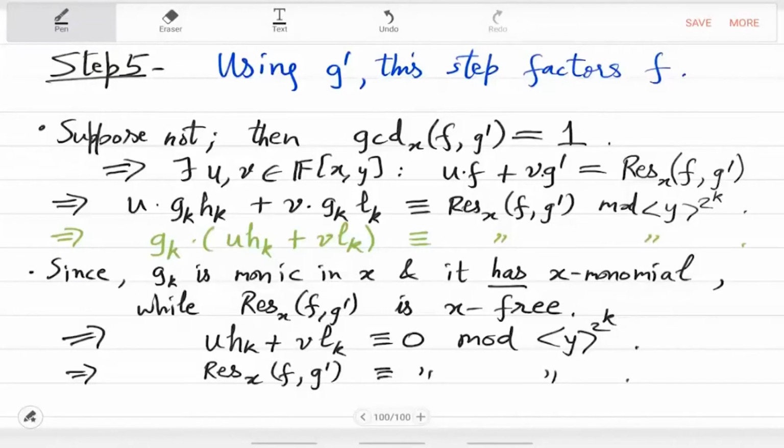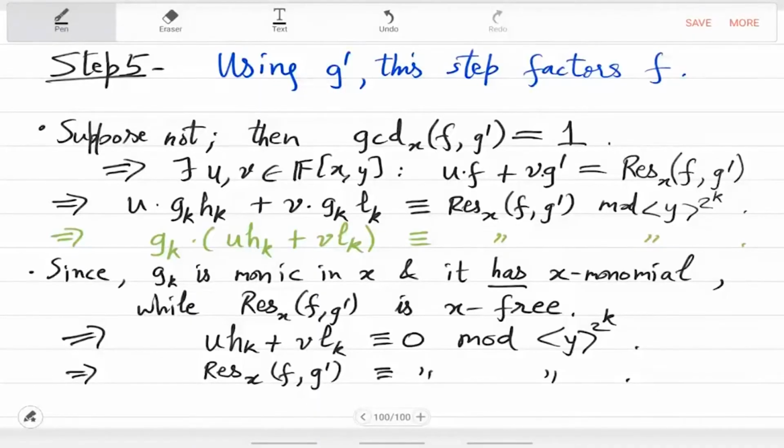Why is that a problem? Sorry? No. GCD 1 was absolutely. No, it is 0 only mod y to the 2 to the k. No. The reason is you have to think about how big is 2 raised to k. 2 raised to k is far bigger than the degree of the resultant.